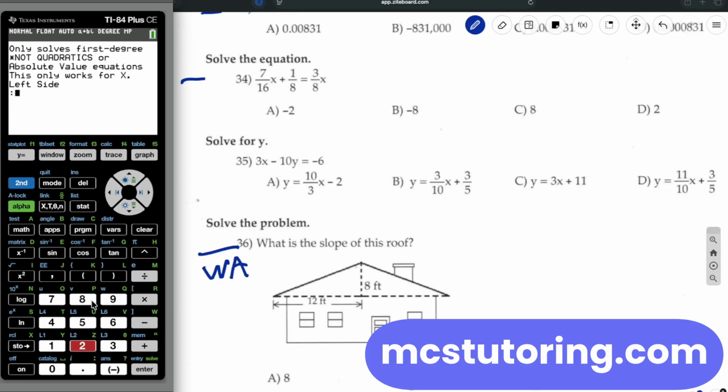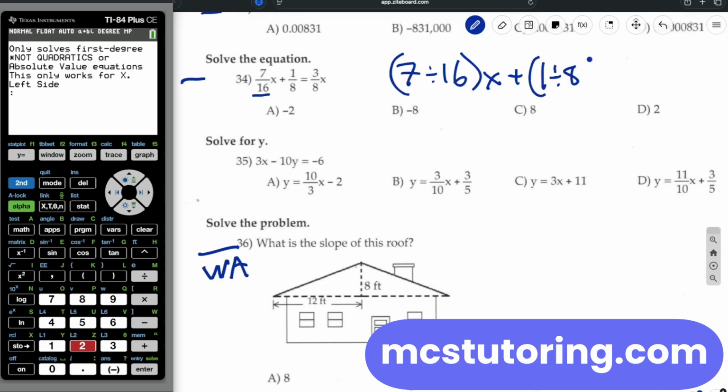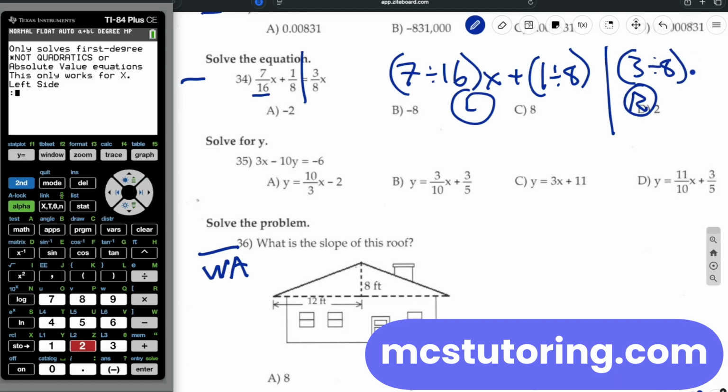Solve an equation. Now look, what did I say about fractions? They're like unfinished division problems. But I'm going to show you how I'm going to do this. It's going to be 7 divided by 16, in parentheses, x, plus 1 divided by, just to be safe, I'm paranoid, let's put in parentheses. You're going to do left side, right side. So that's the left side. And then the right side, what's the right side? 3 divided by 8 in parentheses, x.